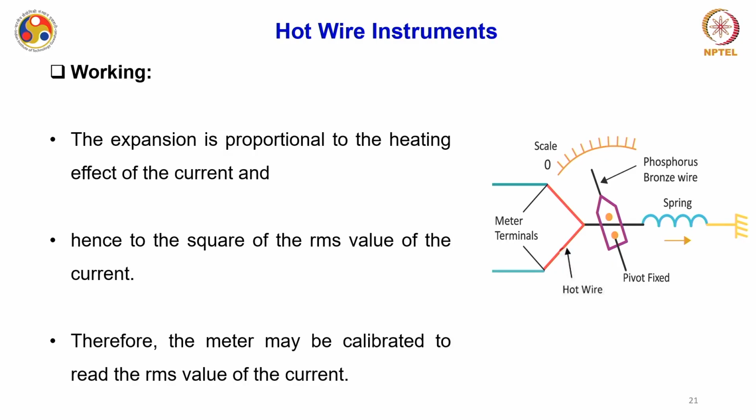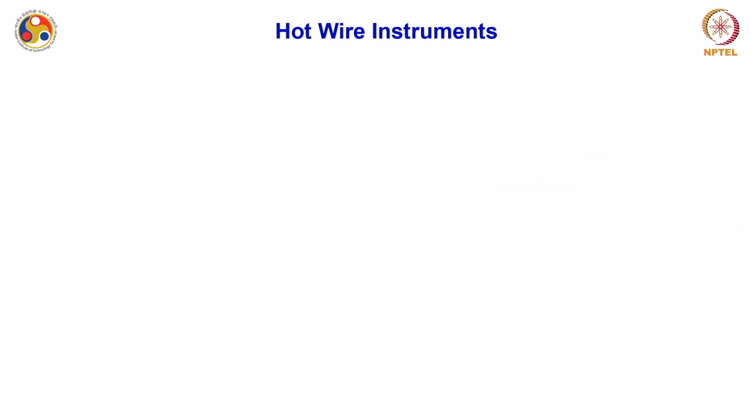The expansion is proportional to the heating effect of the current, and hence to the square of the RMS value of the current, as we have already seen that delta L is directly proportional to I square rather than to I. Therefore, the meter can be calibrated to read the RMS value of the current, be it a sine wave or any other AC signal.